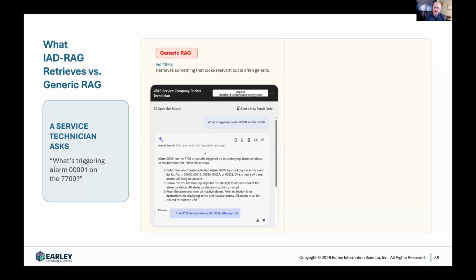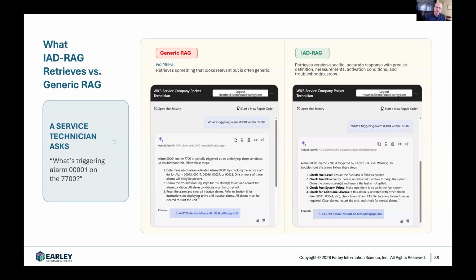So again, you can ask the question of what's triggering the alarm code on this particular device. On the left you see that it's giving you some answers that are not necessarily exactly what is necessary, right? Here it's saying check the alarm code list. One of these will be present. Follow the troubleshooting step for the alarms found in the correct alarm code. It's not really giving you the answer. On the right, it's giving you the very specific answer. It's giving you exactly what you need. It's not saying, look at a lot of these other things. It's giving you the answer that is required for that step in that process.